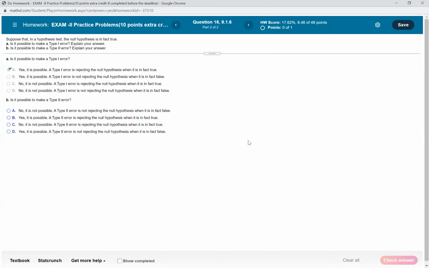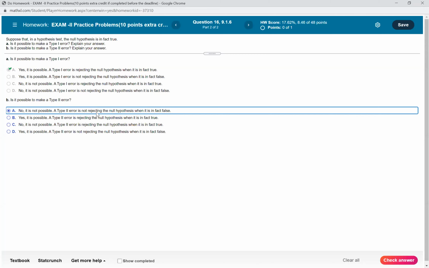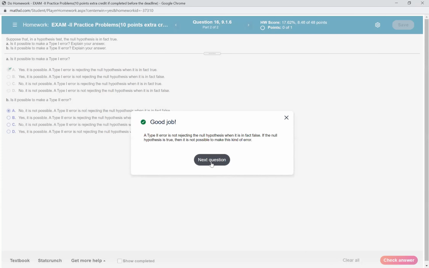And is it possible to make type 2? No, it is not possible, because we make a type 2 error when the true fact is the null is false, but here null is true. So that's why there is no possibility of making type 2. So it is not possible because type 2 error is fail to reject null when null is false. So this is the correct answer.